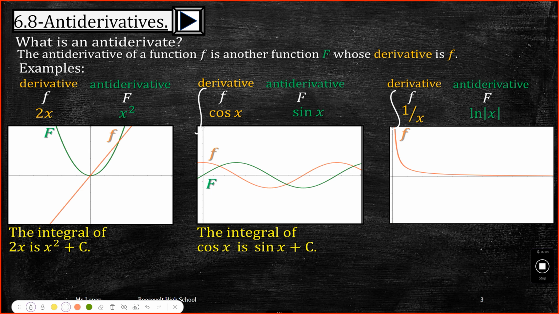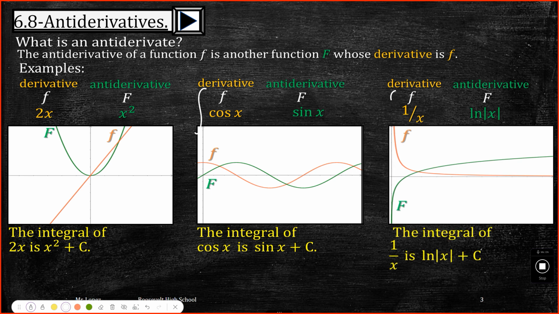This deals with the domain. This is just another thing. The domain is going to be absolute value of x because it's not on the left side of it. The integral of 1 over x is just going to be on the right side. So it's just absolute value of x. Ln absolute value of x is the antiderivative of 1 over x. So the integral of 1 over x is ln absolute value of x plus c.